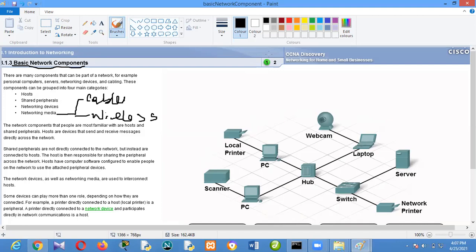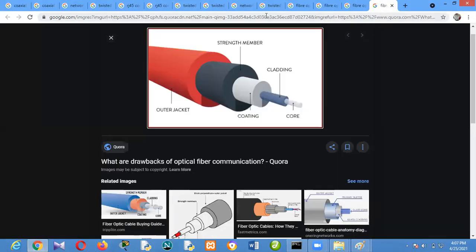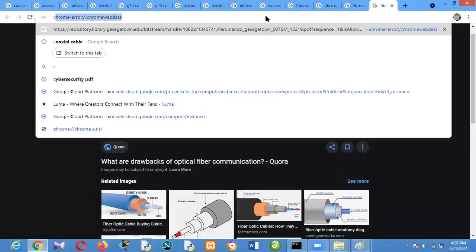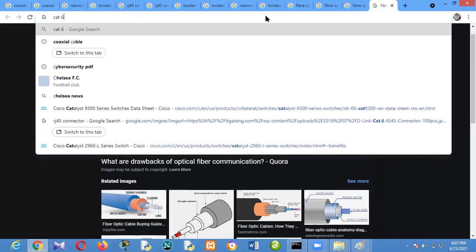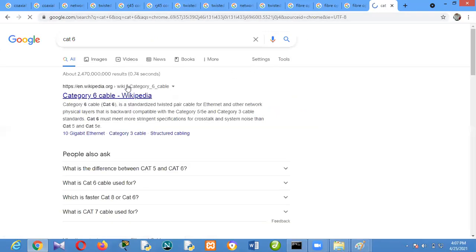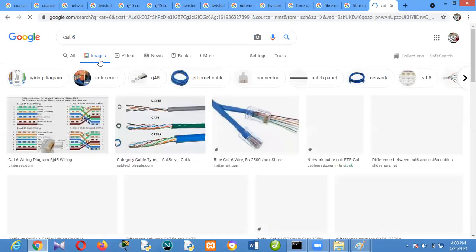Okay, someone was asking, how do we identify Cat 6, Cat 7, and Cat 8? It is always written on the cables. When you're buying the cable, you look at the cable, you will see the category. For instance, let me see if I can get that from the internet. Cat 6, let me know whether I can see such a thing on the internet. When you get the cable, you see it written on it.